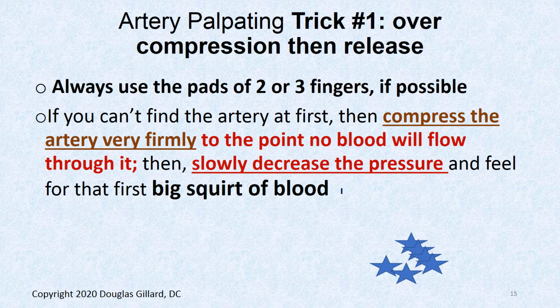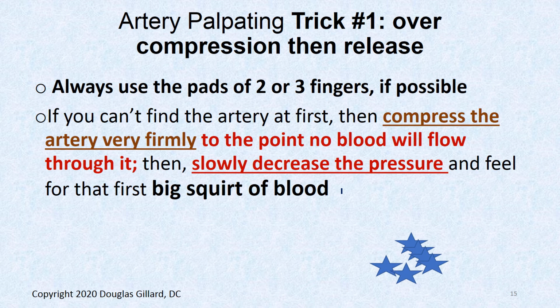Let's say if you can't find it, or even if you can find it, do this trick and see what happens. Push your fingers down really hard and hold it for like 3 seconds, 5 seconds. And now slowly let the pressure off. And I'm doing it right now, and I feel 2, 3 huge squirts of blood. So that's a good way to find pulses if you can't find a pulse.